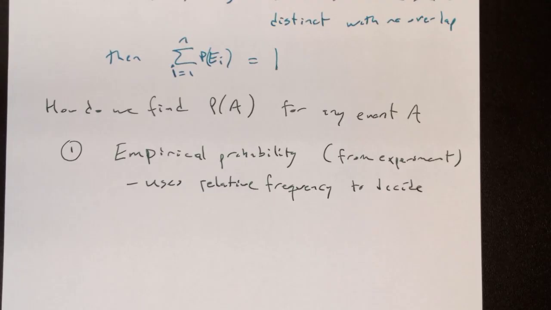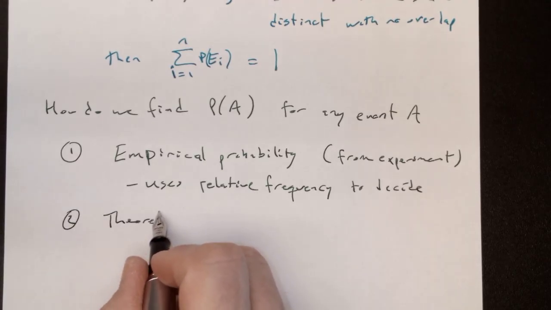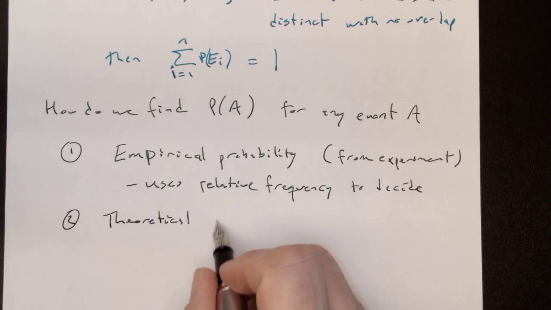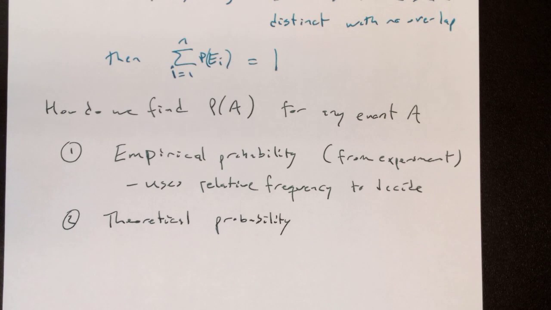Option two is classical or theoretical probability, where I go through the process itself and I know the probabilities before I do anything. This is a mathy version. We have to make some assumptions about the outcomes and we have to do a whole bunch of counting.